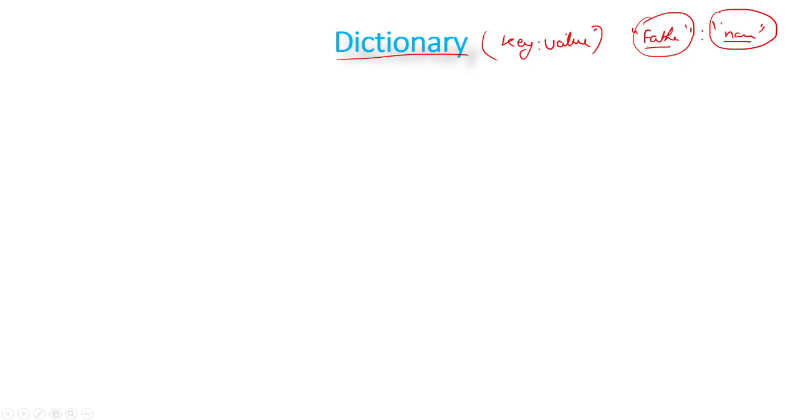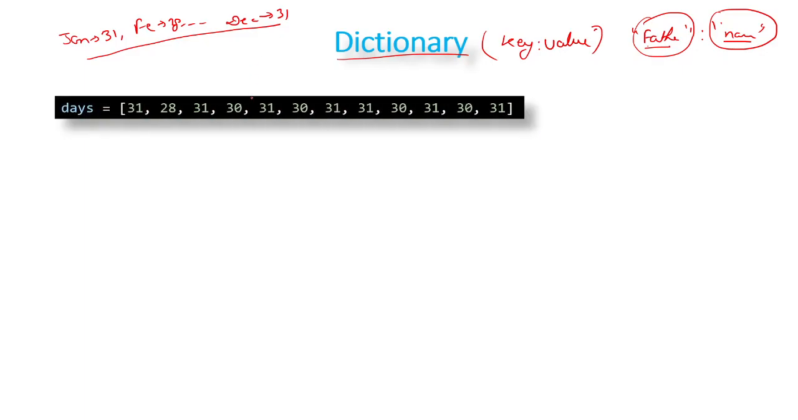Let's see it with an example: the number of days that each month has, and we want to store that. January has 31, Feb has 28, and so on, and December has 31. So how can we store this? From what we have learned, we can use a list, in the order of the months, and store the values like this: 31, 28, 31, 30, 31, like this.